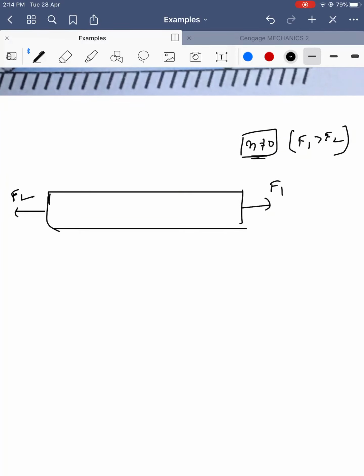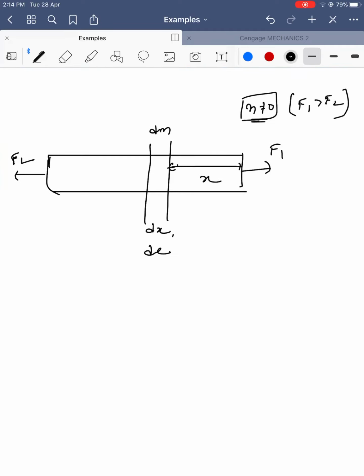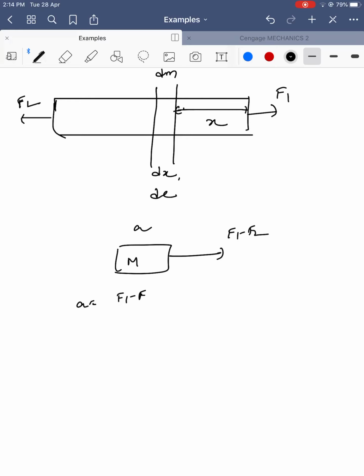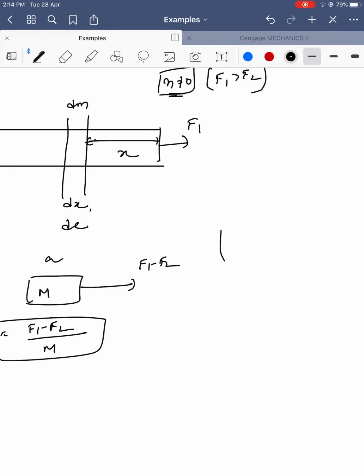First of all, take any position at a distance x from the end. At a distance x, take a small mass dm and small length dx, with elongation in the small length d. First of all, our task is to get the force at this position. What will be the acceleration of the entire block of mass m? Net force is F1 minus F2, and A is equal to F1 minus F2 by m. This is the acceleration. Now if you consider a small section, it goes with the acceleration A.